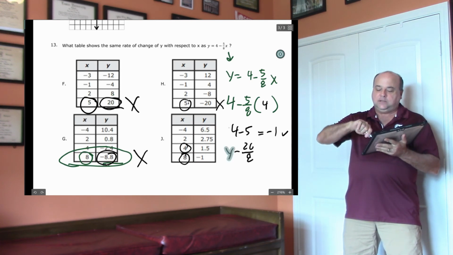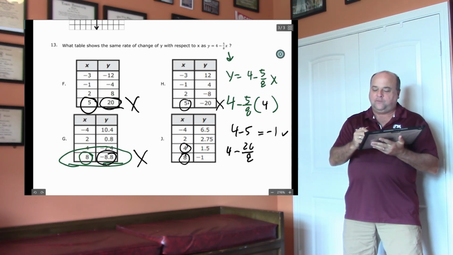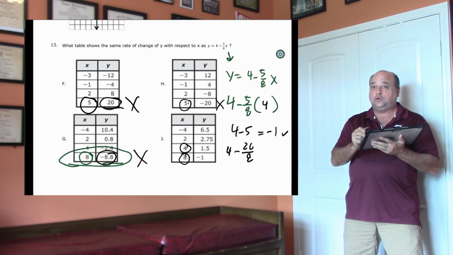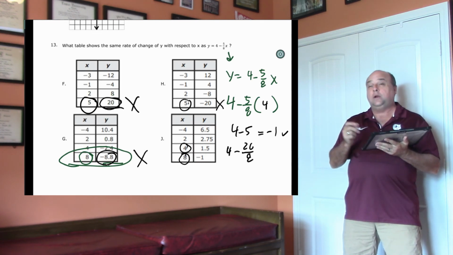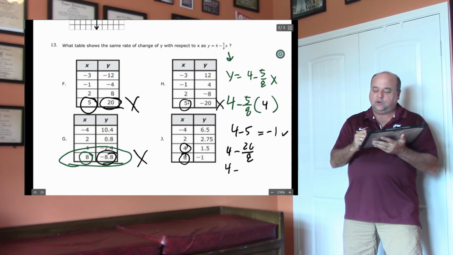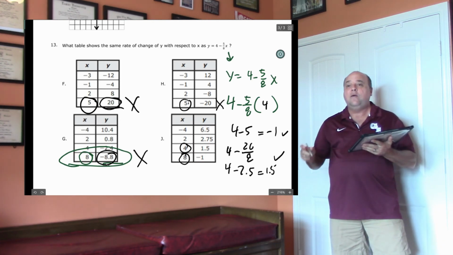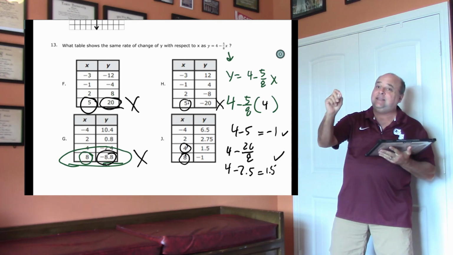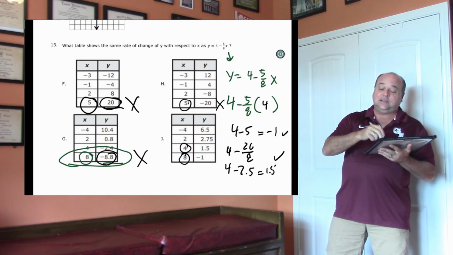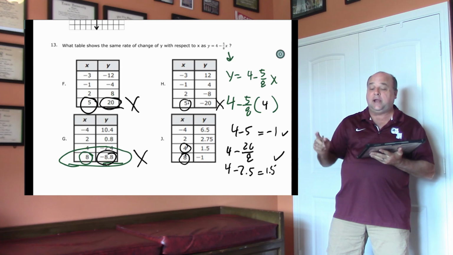So I'm going to put 4 minus. This is 5 times 4 is 20 over 8, and 20 over 8 is 2.5. So 4 minus 2.5 is 1.5. Ding, ding, ding, ding, ding. This works. It's not easy because it gives you fractional and decimal answers.